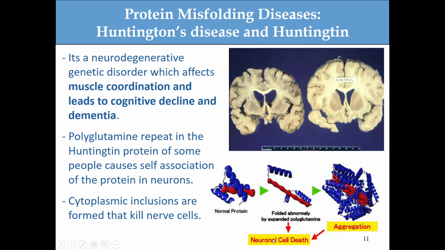And Huntington's disease is basically a neurodegenerative disease that has some problems with muscle coordination and leads to cognitive decline and dementia. This is how a normal brain slice looks like, and this is how it looks like with a patient with Huntington disease. All what it is, this is the normal Huntington protein. This is how it looks like. This is the 3D structure of it. When you have several repetitions of glutamine, this allows aggregation of Huntington protein, and this would kill the neuronal cells, as simple as this.